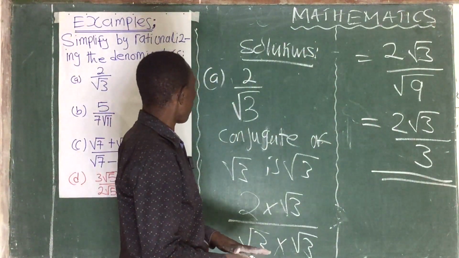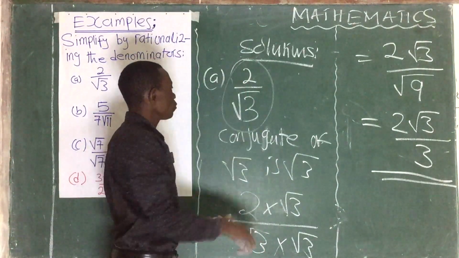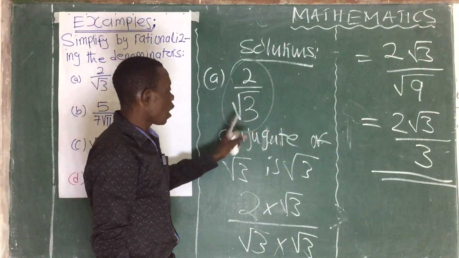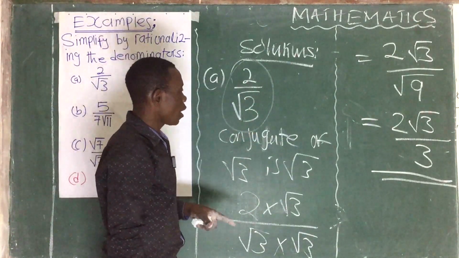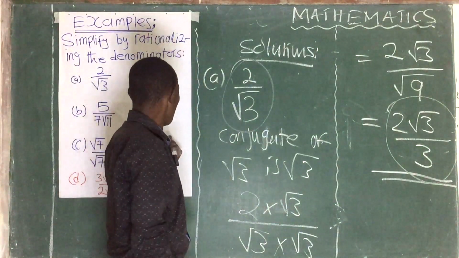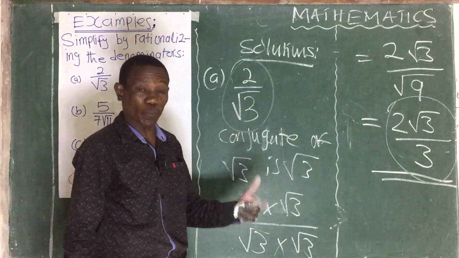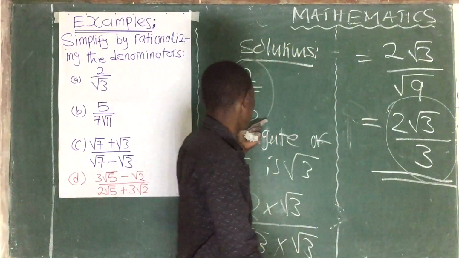So if you compare the original fraction, which is 2 over root 3, and the result after processing by what was highlighted on the chart as the procedure for rationalizing the denominator, you find that the two fractions look a little bit different.